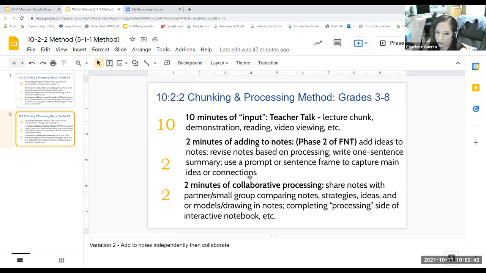After students add to their notes, now you allow them to process with a partner by collaboratively sharing their notes. And because we've allowed that differentiation of adding to notes, everybody's notes should be different. So students can provide new novel ideas when they share with partners. You want them to either have a partner, an AB partner, do a rally robin. If they're working with a group, they can do a round robin. And you want them just to compare notes and strategies.